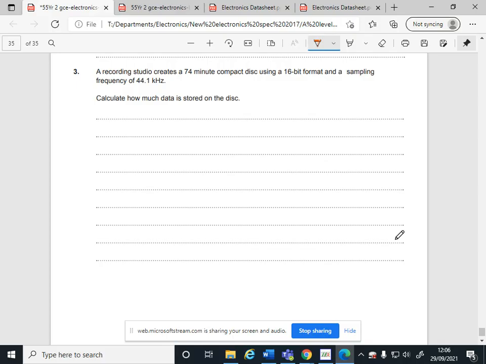This one is using that other equation that I said. So we've got a recording studio, 74 minutes. That's going to have to be converted to seconds later. 16 bits, and the sampling frequency we've been given. How much data is stored on the disk? So first of all, we need to work out your bit rate. So what's your bit rate? Your bit rate is the sampling frequency multiplied by the number of bits per sample.